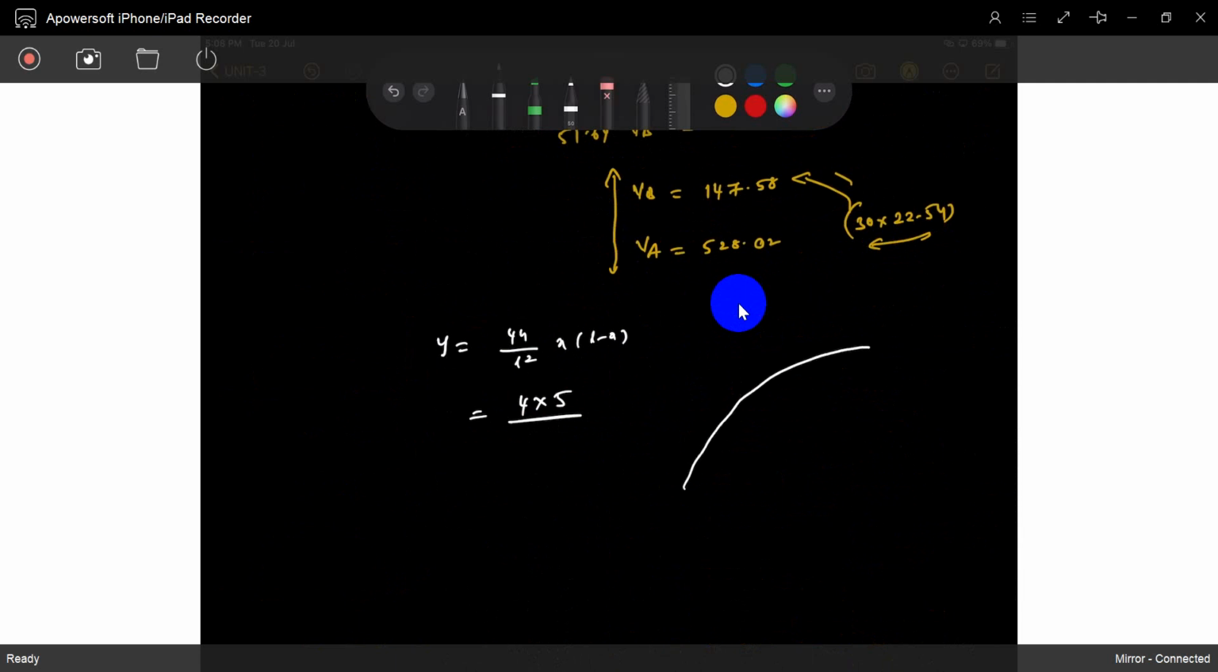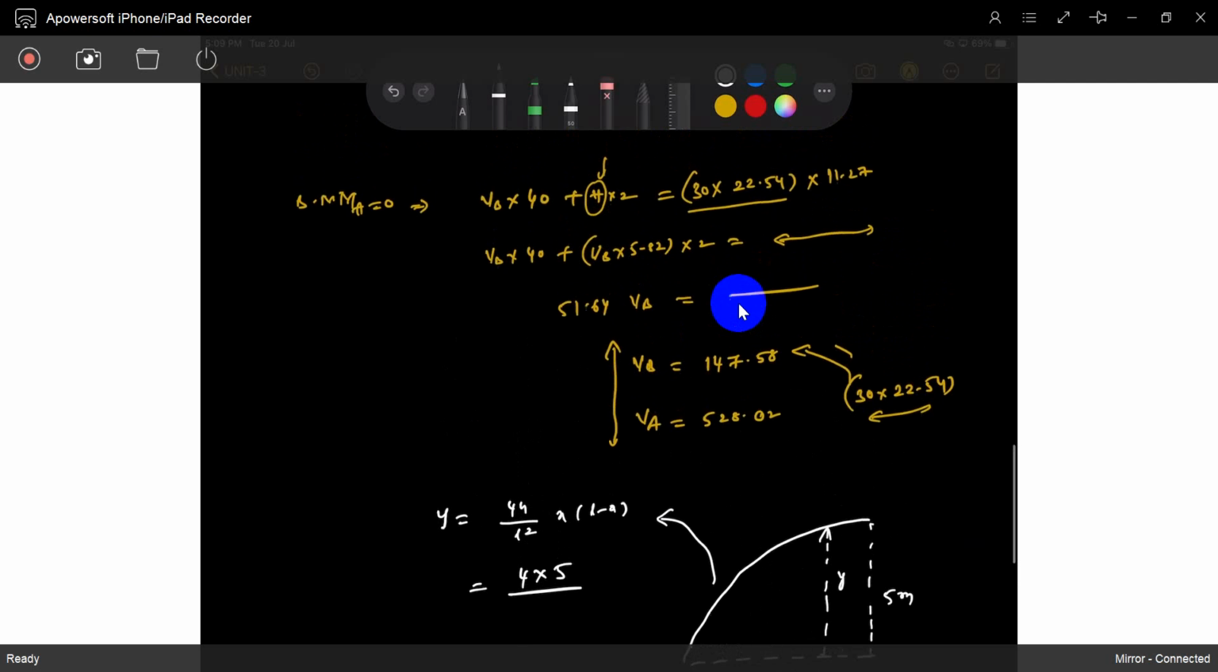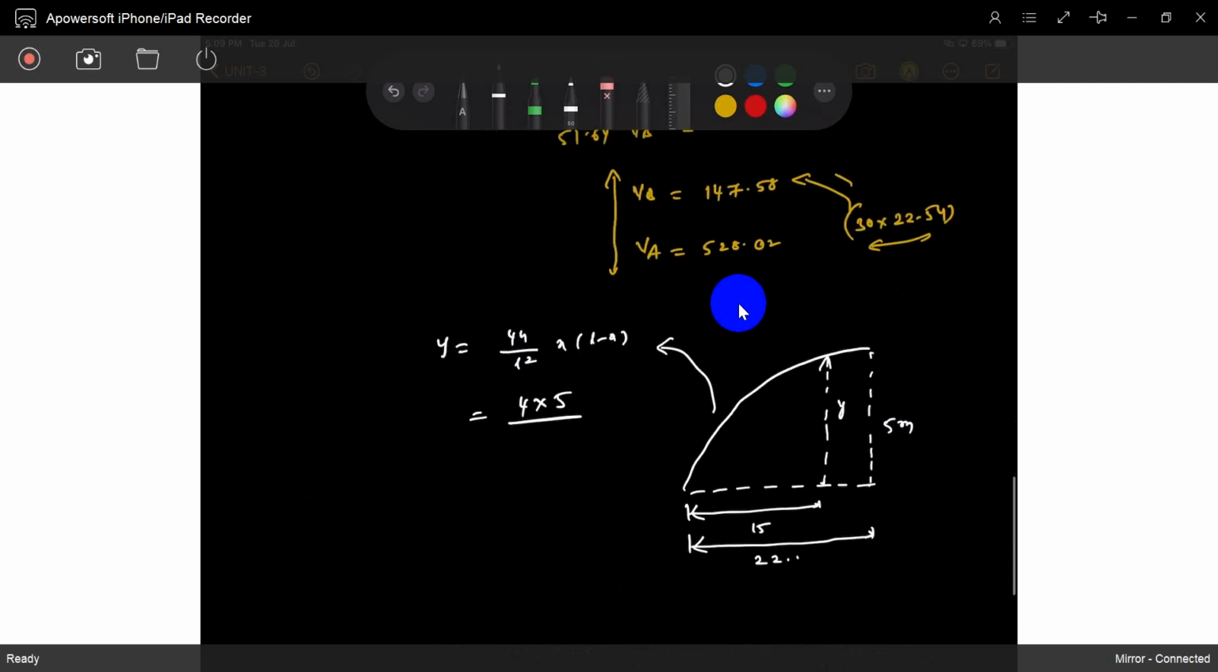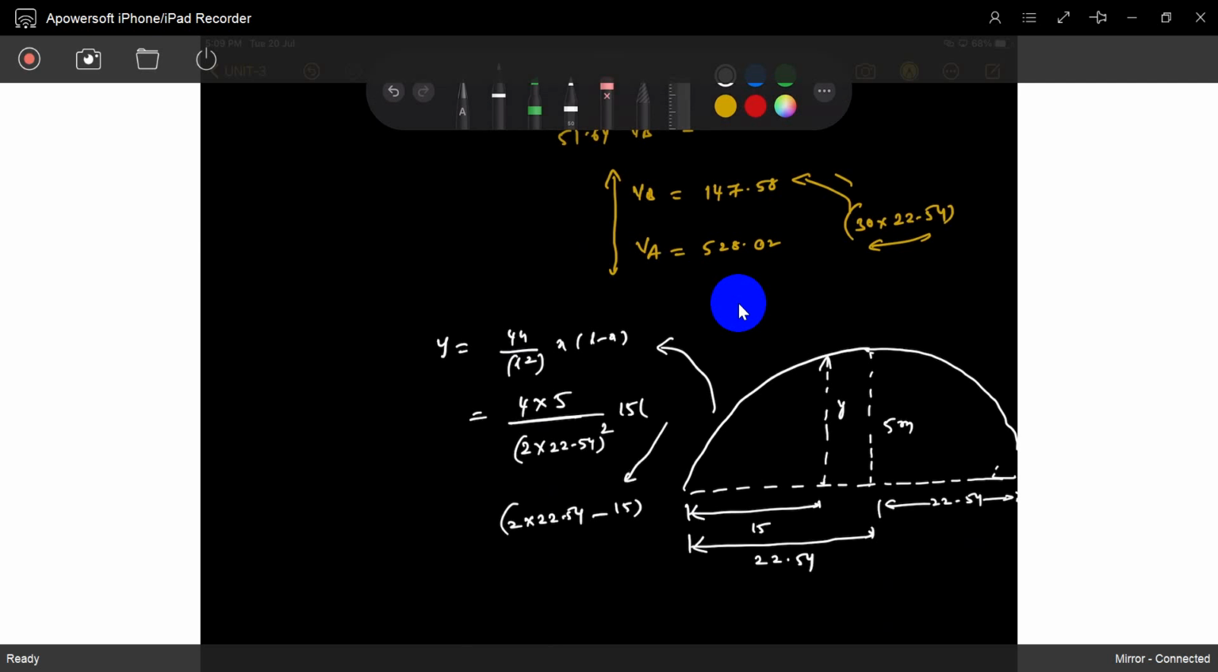This is 5 meters. You just take this height. This height you will write like this. He asked for 15 meters, and this length is 22.54. So what is the distance L? You have to construct a full parabola, so this is also taken as 22.54. Then only the formula is applied. Otherwise L is 2 into 22.54. x is 15 meters. L is 2 into 22.54 minus 15. Okay, that's it. You have to take it like this.